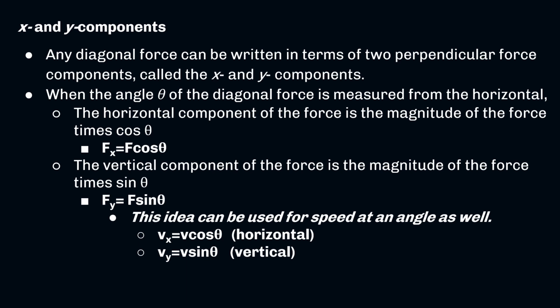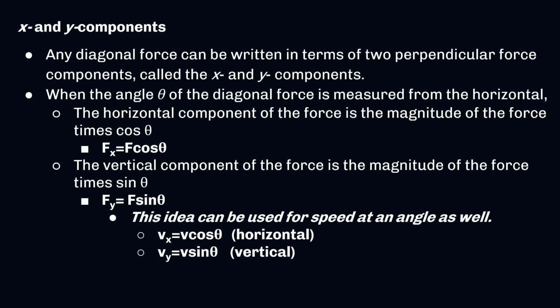But starting off here with the X and Y components. This is an idea that was brought up in forces with two-dimensional forces. The same exact ideas apply for two-dimensional speed here. So any speed that is at an angle can be broken up into two components. Even if you have a speed that is horizontal, that's technically zero angle, it can still be broken up into its two components using these same exact ideas here.